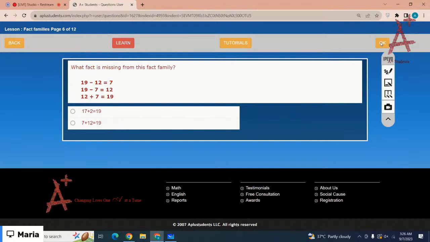You are given two of the subtraction facts, right? That means the missing one is the addition one. So it would be 17 plus 2 equals 19, because the numbers must be 12, 7 and 19. So that would be option number 1. 12 plus 7 equals 19. The numbers must be the same, right?